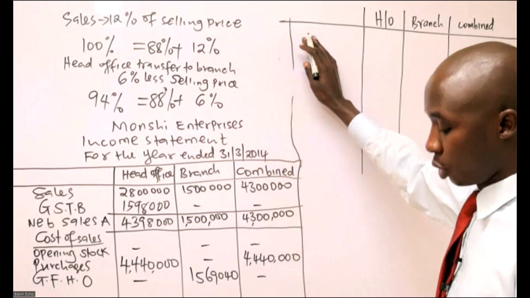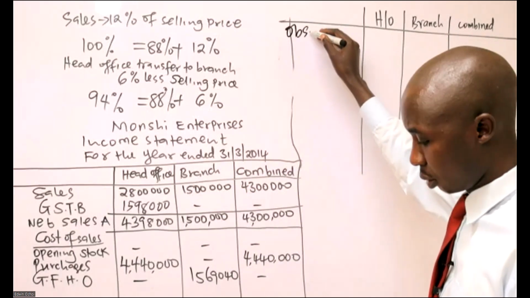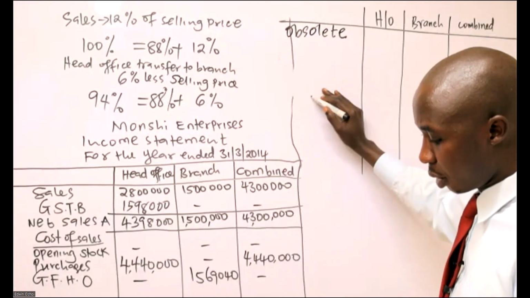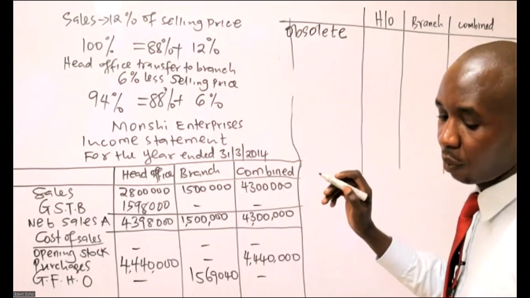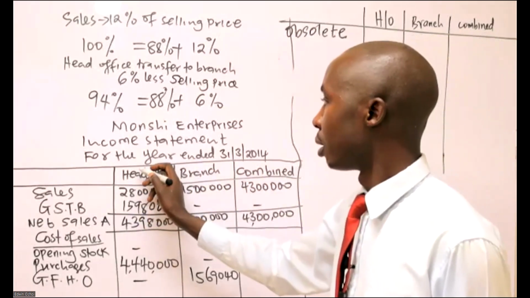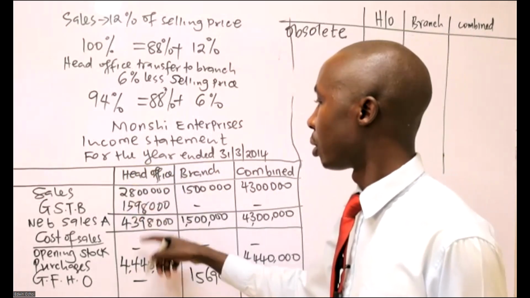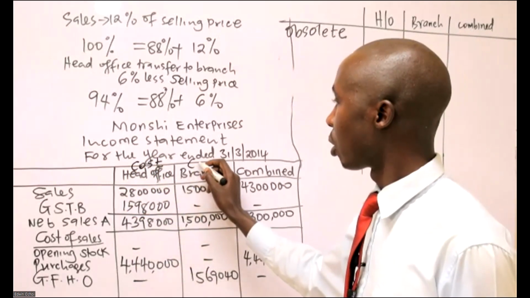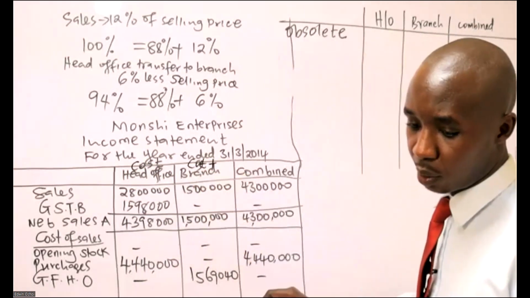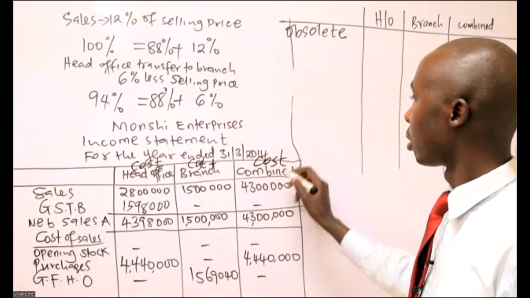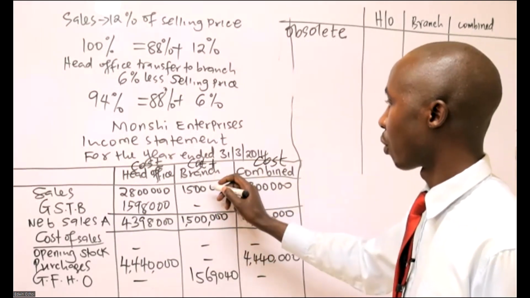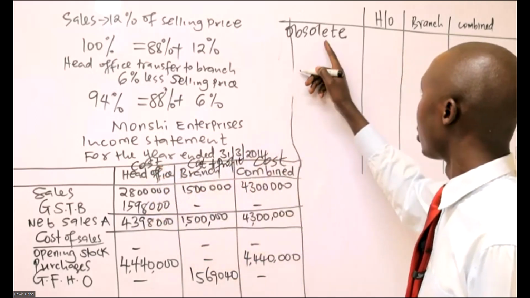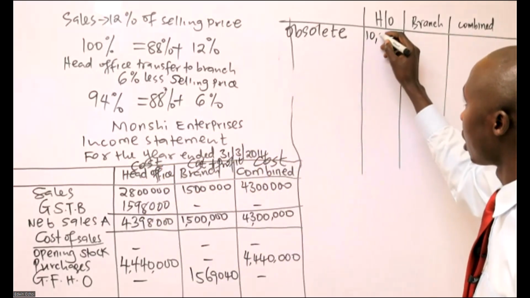So here, we talk about the obsolete. There were some goods which were obsolete. Under the Adovis, that is, toys which cost the Adovis 10,000. And what you need to understand, which I never mentioned, is that when doing the Dovis, these transactions, these figures under the Dovis, they are at cost. For the branch, it's at cost plus the profit. Then for the combined, it is at cost. Those figures are at cost. For the branch, it is at cost plus profit. For the Dovis, it's at cost. So we have the obsolete, which are at cost, and it's under the Dovis, which is okay.